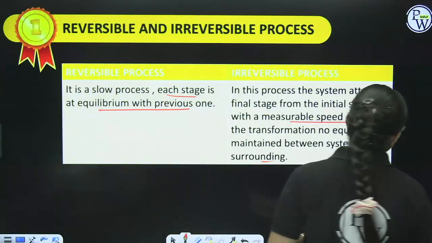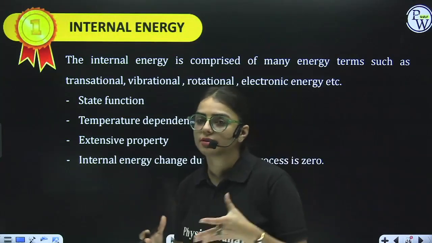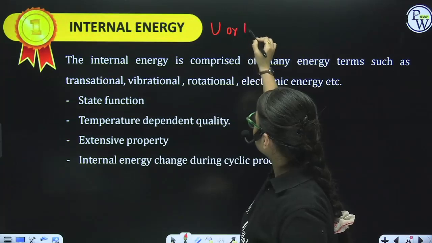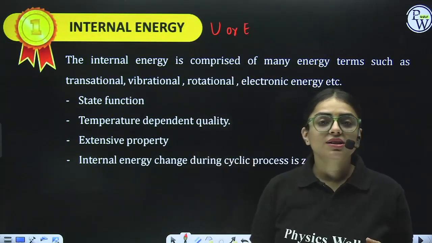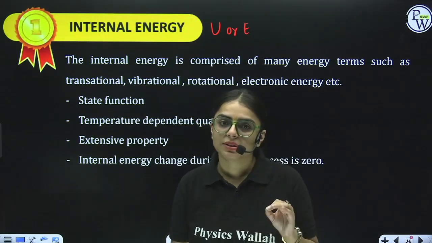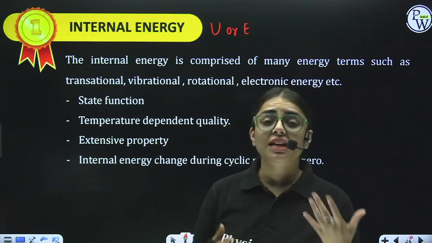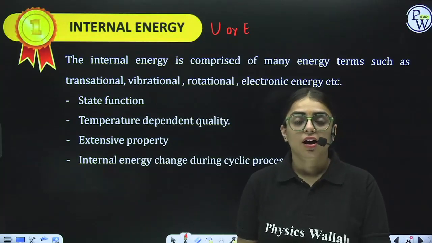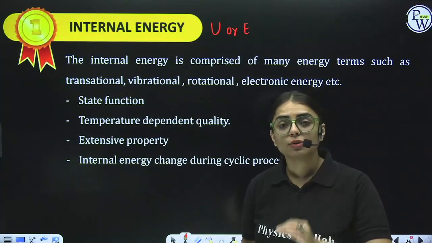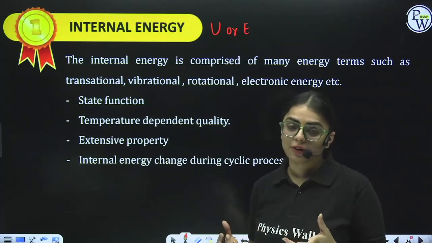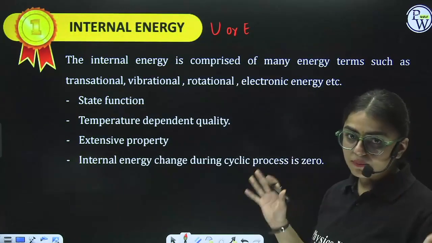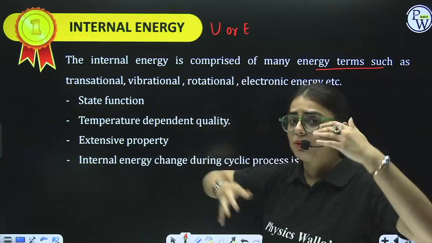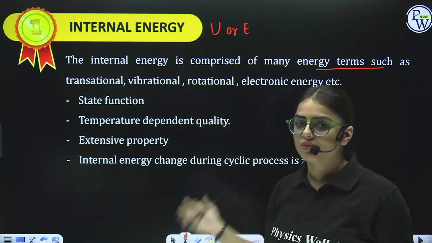Clear, everyone? Now what we are going to do is internal energy. Always remember internal energy is represented by U or by E. Now what is internal energy? Always remember that we can only calculate the change in internal energy. We cannot directly calculate the internal energy or any part of it. We can always calculate the change, that means the initial and the final. Internal energy is comprised of many energy terms all together, that is translational, vibrational, rotational, and electronic energy, all of them together.